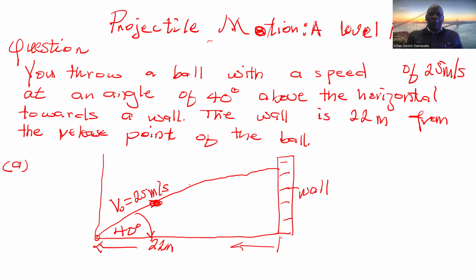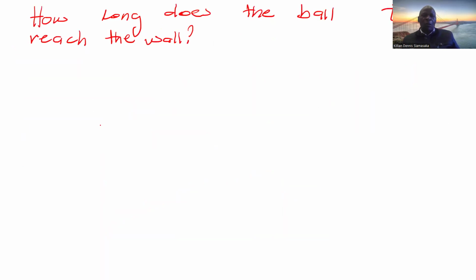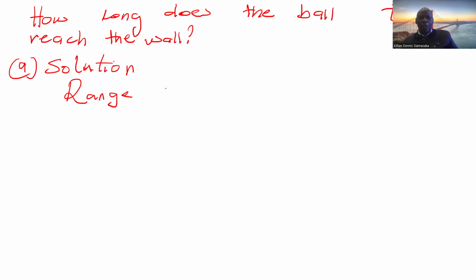And so the first question is as follows: how long does the ball take to reach the wall? So we are calculating the time it will take for this ball to reach the wall. This is the solution. The range of the projectile is given by initial velocity multiplied by cos theta multiplied by time.